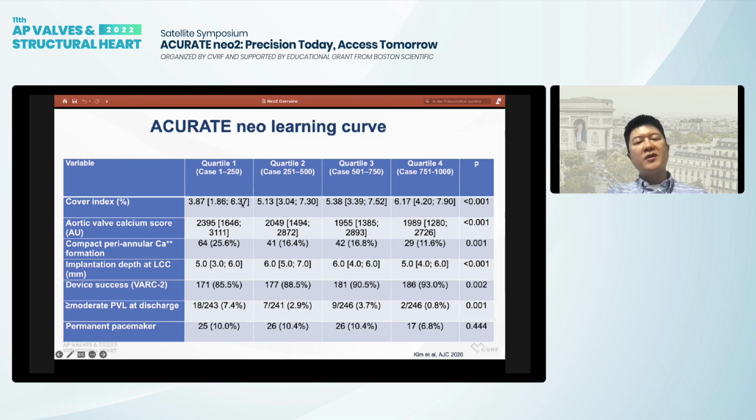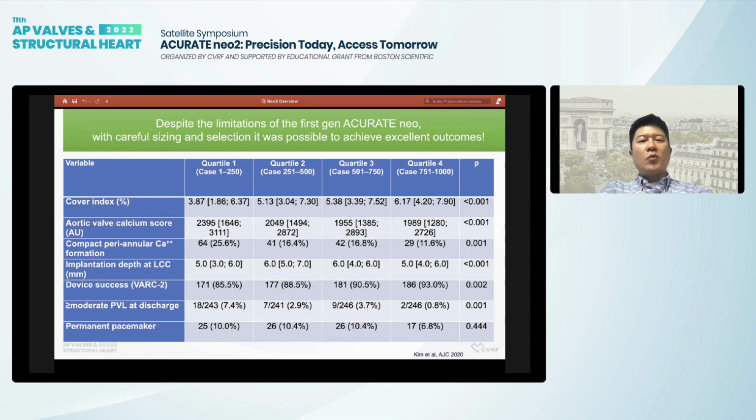And you can see that only with these adjustments we achieved better device success, and especially less PVL, which was 7% in the first quartile and around 1% in the last quartile. And the improvement in terms of PVL was not at the cost of a higher pacemaker rate, as you can see here. So I think what we can say is, despite the limitations of even the first generation ACURATE Neo, if you really employ careful sizing and a good selection, it is possible, or it was possible, to achieve excellent outcomes, as you can see here. Of course, you have to deselect some specific patients which are very eccentric and very severely calcified anatomies, and of course the large anatomies.